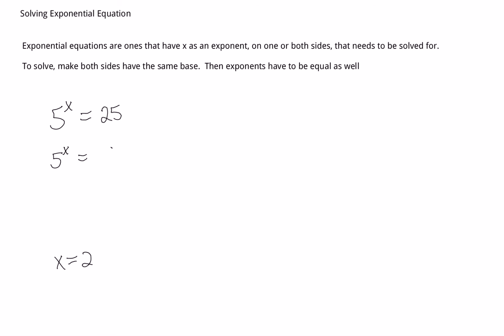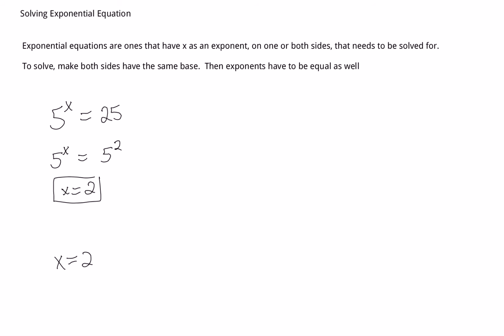If we change our 25 to have the same base, that would be 5 to the power of 2. And once we have bases being the same, that means the exponents have to be the same. So in this case, if both 5's are the same, that means our exponents have to be the same as well. So we would get x equals 2 as our final answer, which we already knew was correct. So that's the method we want to use to solve these.